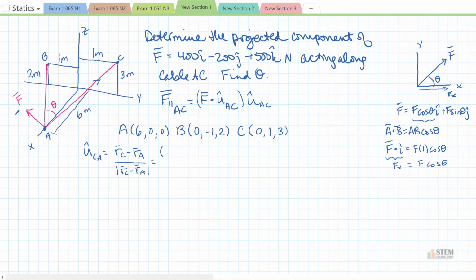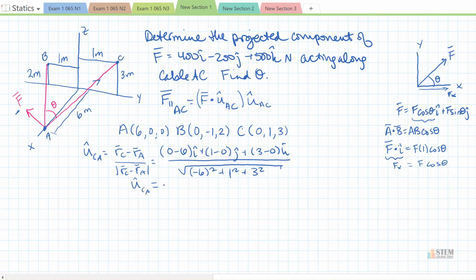All right, so C coordinates go first. So we'll have 0 minus 6 I plus 1 minus 0 J plus 3 minus 0 K, and then put that over the magnitude, which will be the square root of -6 squared plus 1 squared plus 3 squared. All right, and then once you simplify that, we're going to get -0.885 I plus 0.147 J, and then plus 0.442 K. Remember, we don't have any units there. That's because this would be meters, and this down here would be meters, so they go away.